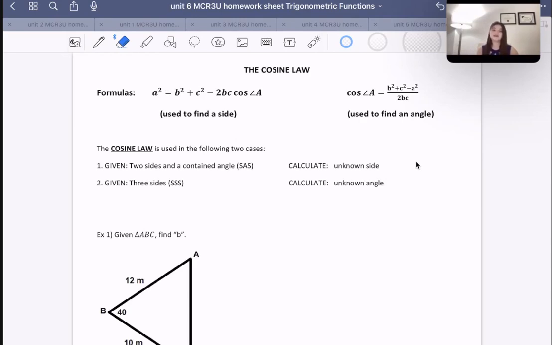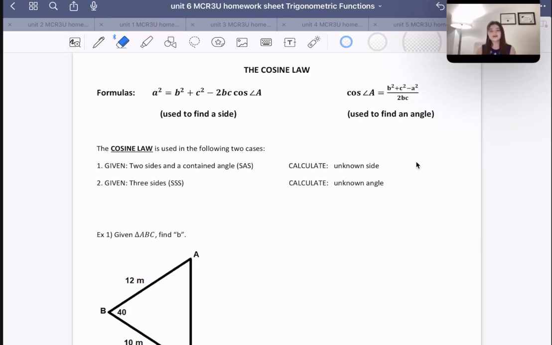Now let's talk about why we wouldn't be able to use basic trig ratios. Why would we have to use cosine law? Well, because cosine law, as a reminder, and sine law as well, actually, for that matter, they work for all triangles. Basic trig ratios only work for right angle triangles.